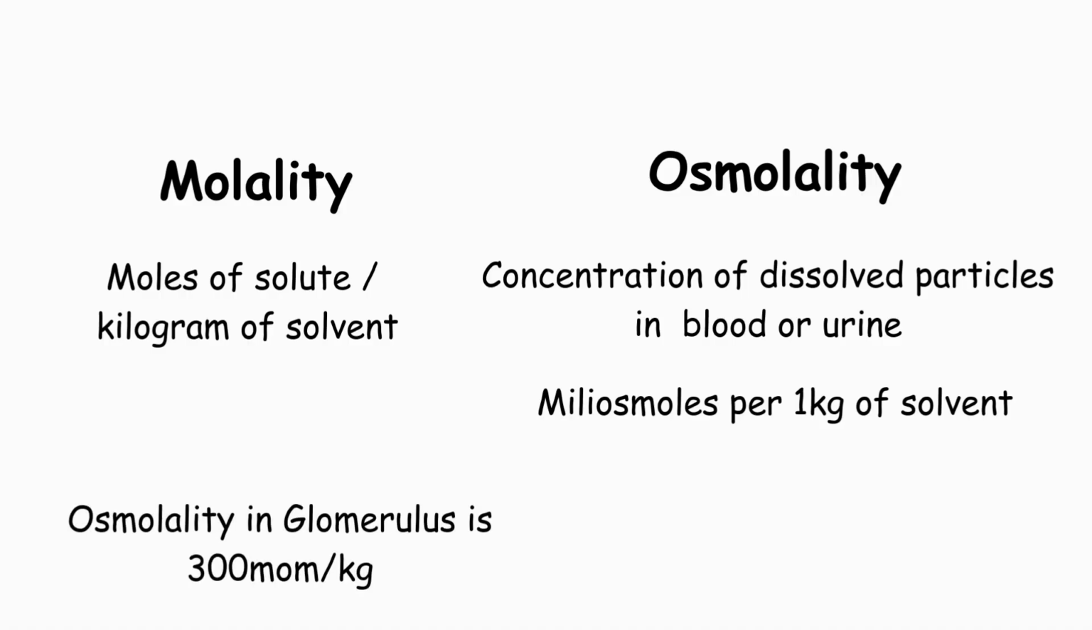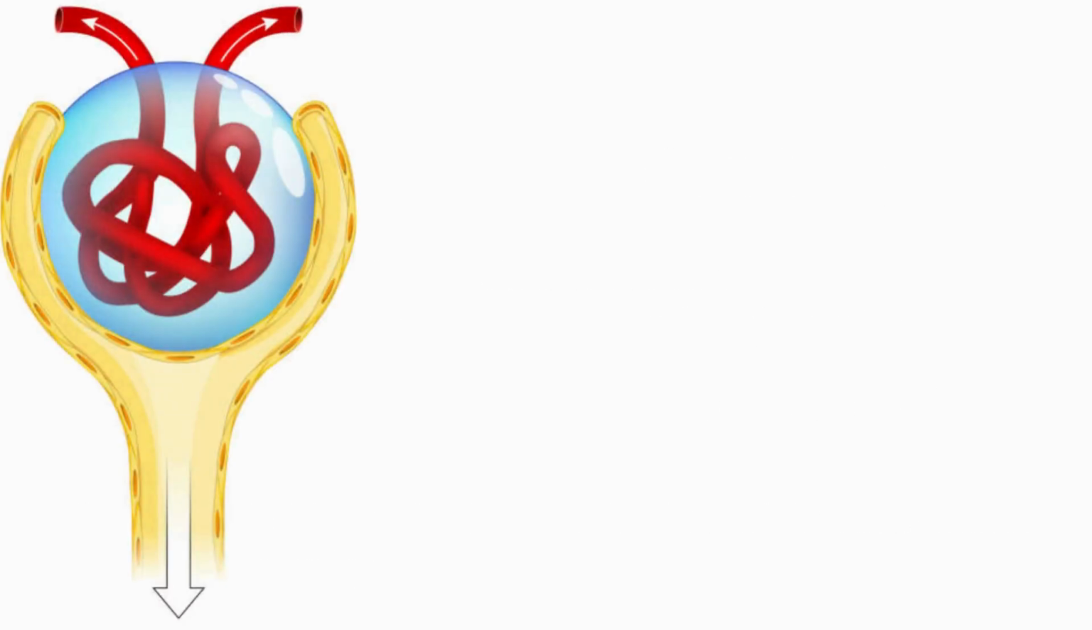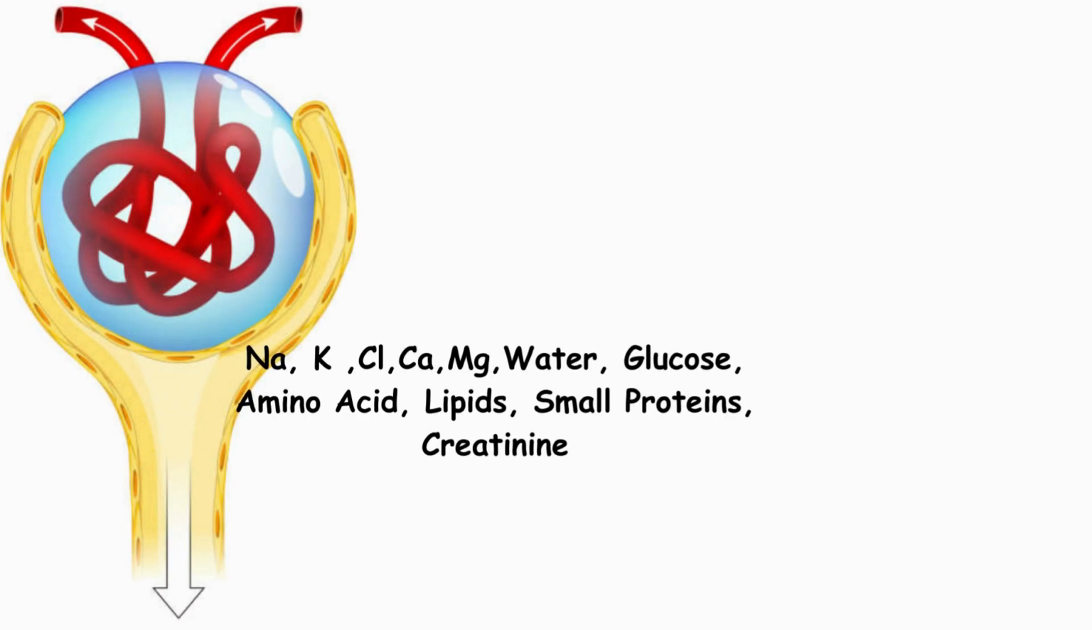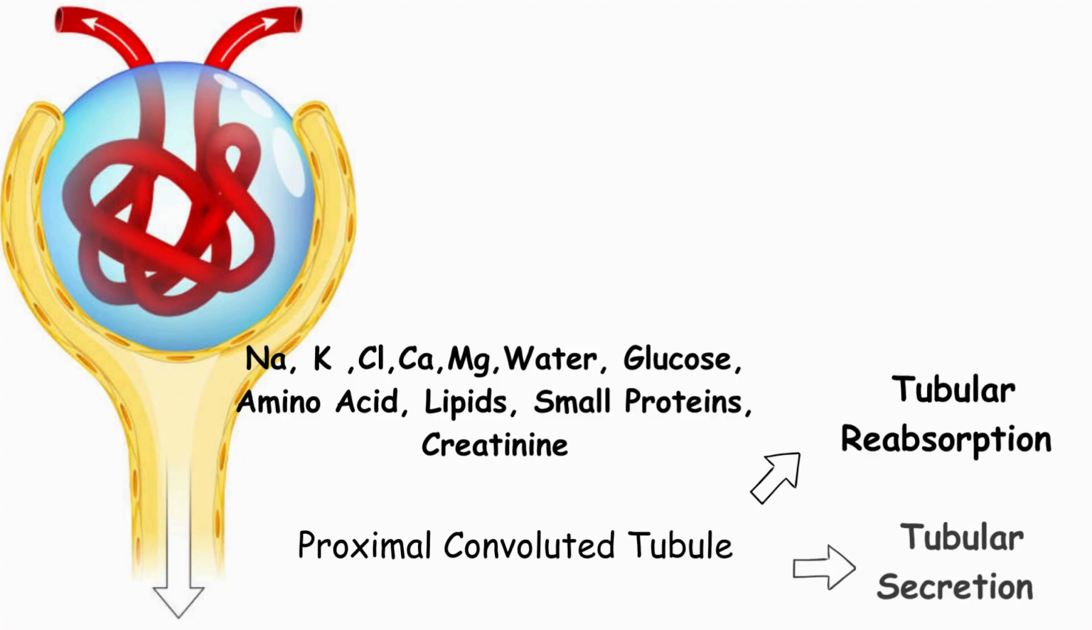Osmolality in glomerular capillaries is 300 milliosmoles per kilogram, and the filtrate coming from Bowman's capsule to the proximal tubule has the same osmolality of 300 milliosmoles. So, the filtrate coming into the PCT contains solutes like sodium, potassium, calcium, magnesium, water, glucose, amino acids, lipids and small proteins including creatinine. In the proximal tubule, the filtrate undergoes two processes, tubular reabsorption and tubular secretion. Let's first see tubular reabsorption.